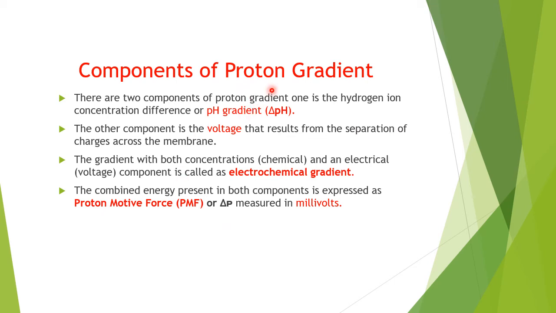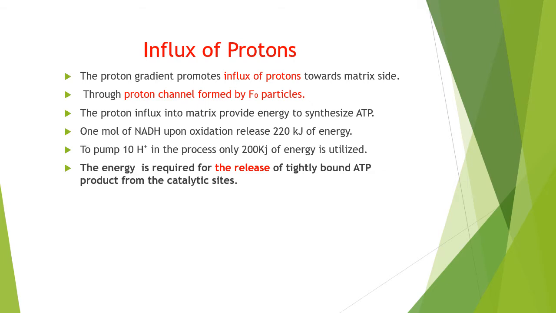What are the components of the proton gradient? There are 2 components of proton gradient. One is the hydrogen ion concentration difference, or pH gradient. The other component is the voltage that results from the separation of the charge across the membrane. The gradient with both a concentration or chemical and an electrical voltage component is called an electrochemical gradient. And the combined energy present in both components is expressed as proton motive force, or delta P. It's measured in millivolts.